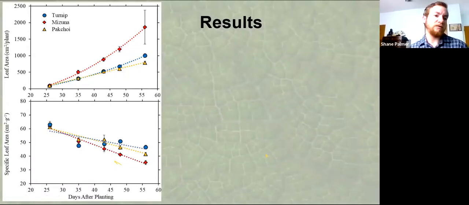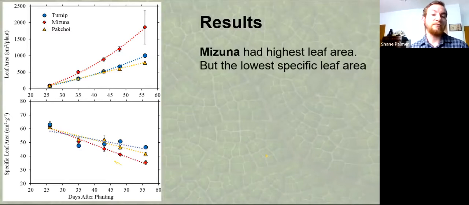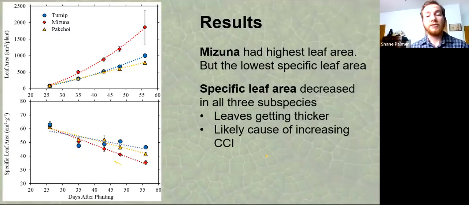And here's the results for the leaf area on the top. This is the leaf area at each harvest. Mizuna had the highest leaf area by far, and it had the lowest specific leaf area. Specific leaf area decreasing over time is telling us that the leaves are getting thicker. And as I mentioned before, when leaves get thicker, it can affect the CCI readings.